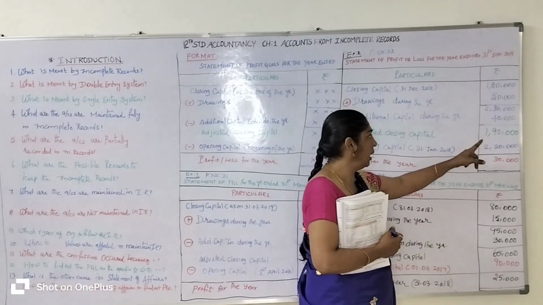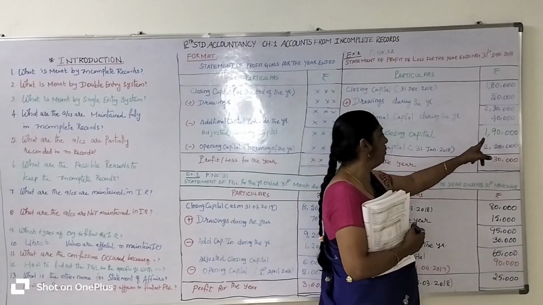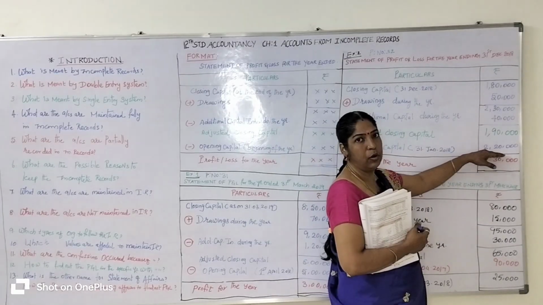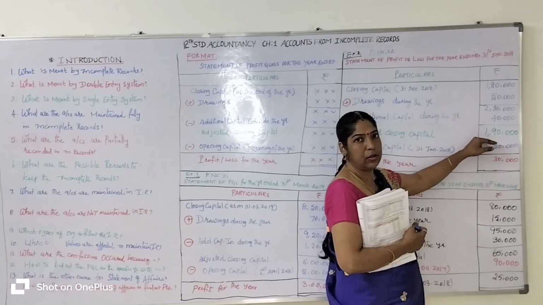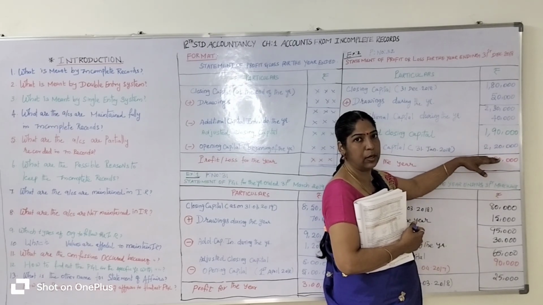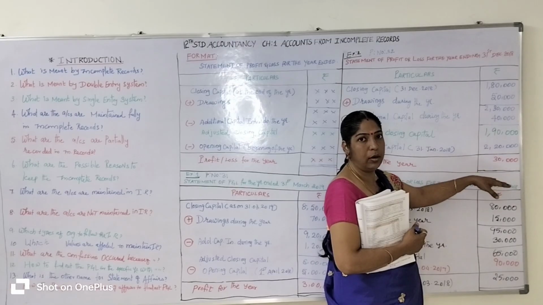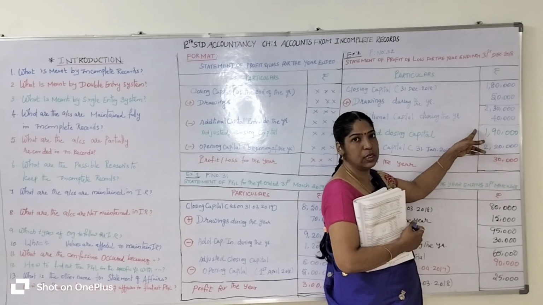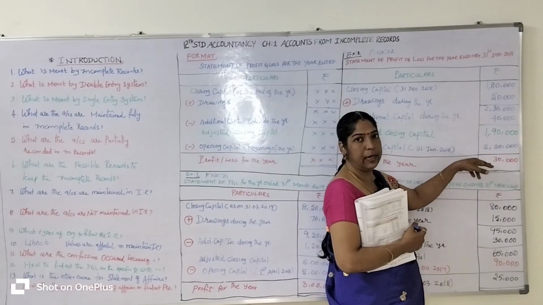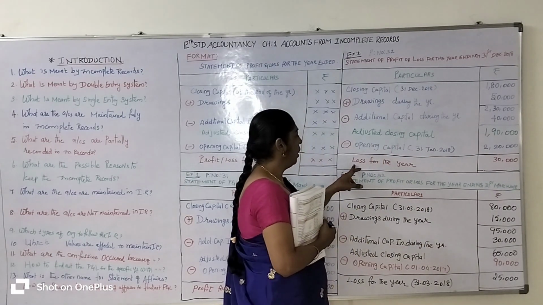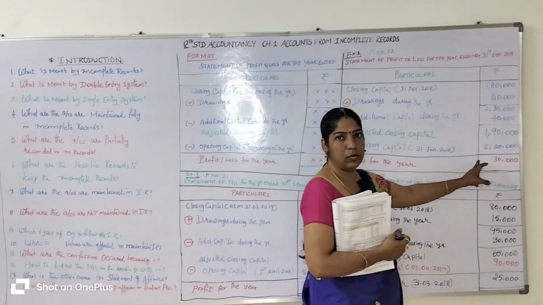According to that, here the adjusted closing capital value is less than the opening capital value. Adjusted closing capital 1,90,000 rupees is less than the opening capital 2,20,000 rupees. So you got a loss of 30,000 rupees. From the difference between the adjusted closing capital and opening capital, you get a loss of 30,000 rupees. So you are going to write loss for the year 30,000 rupees.